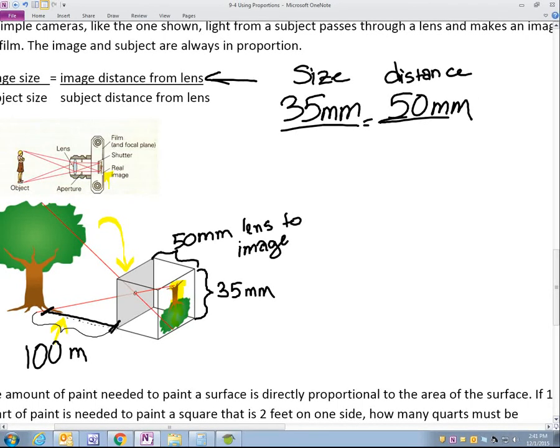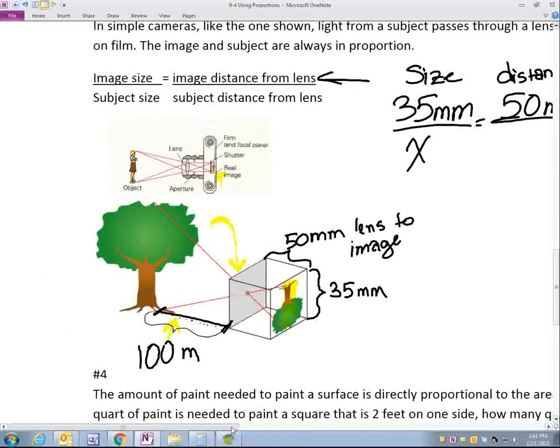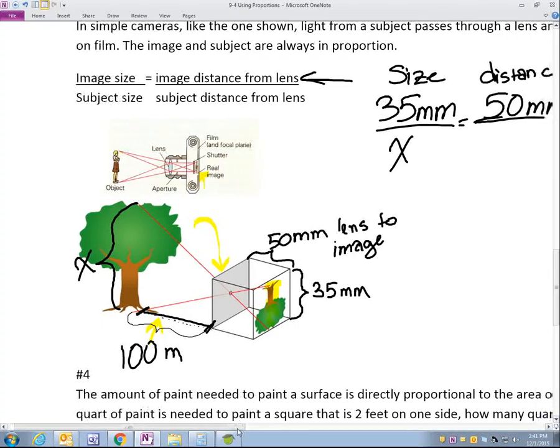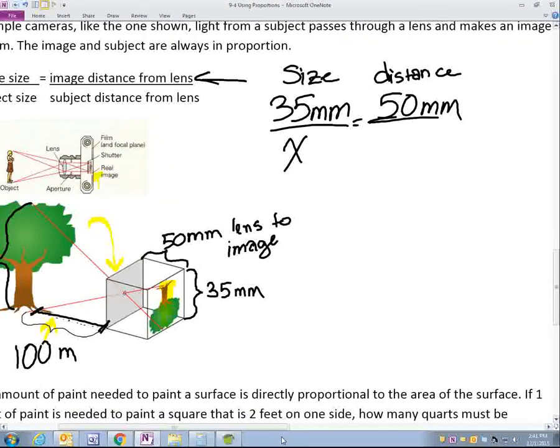Then we have, on the lower left, object size. Does it show how tall the tree is? No. So that's X, and we're looking for that distance there. Then we also have one final thing, subject distance from the lens, and that's 100 meters.